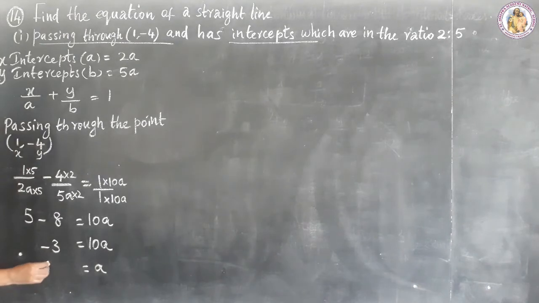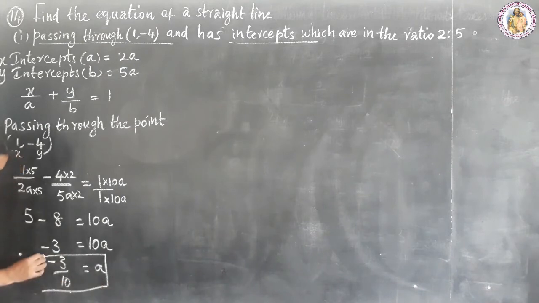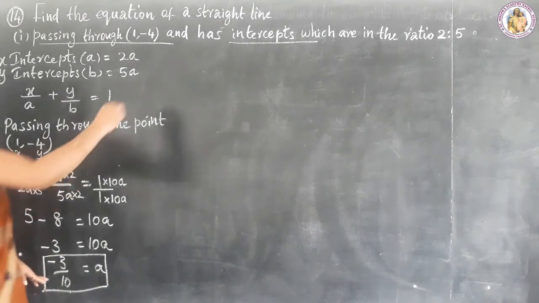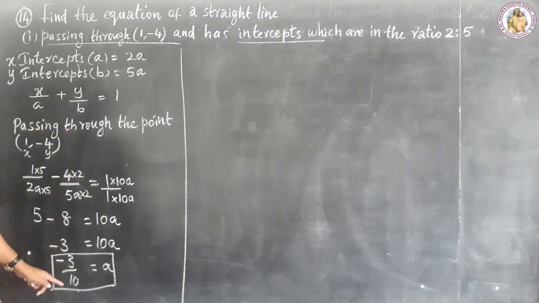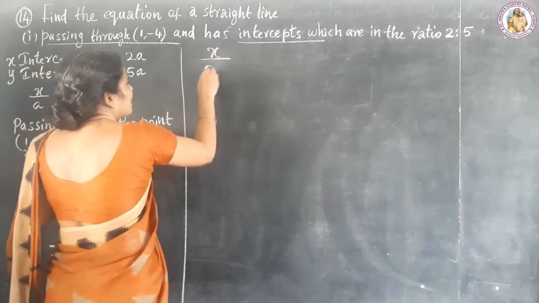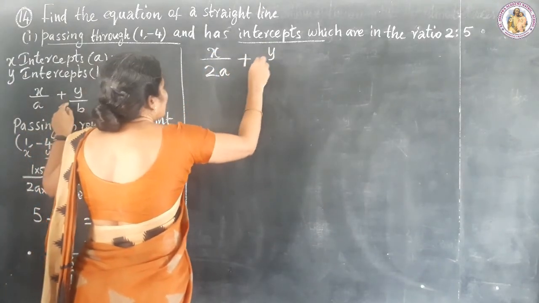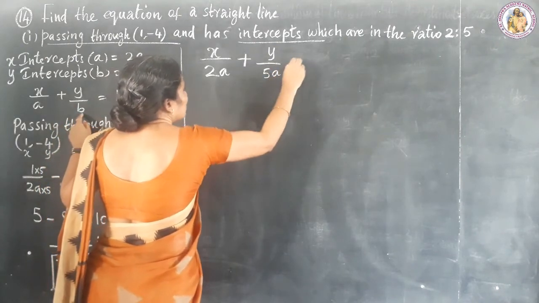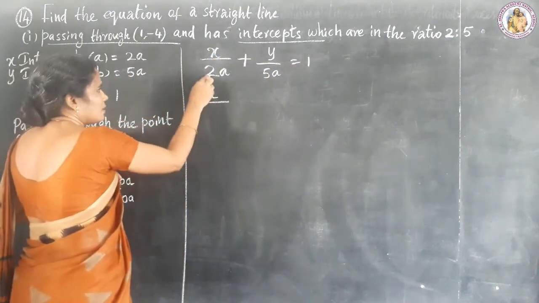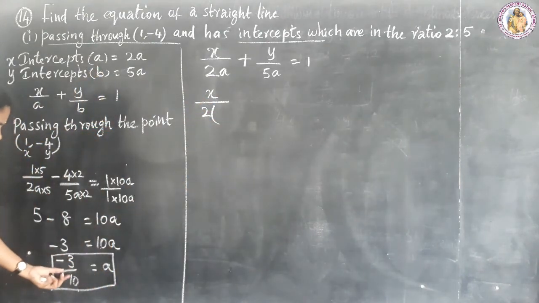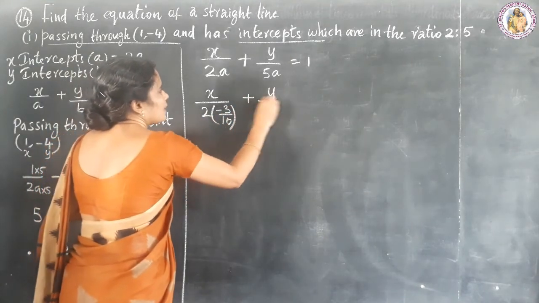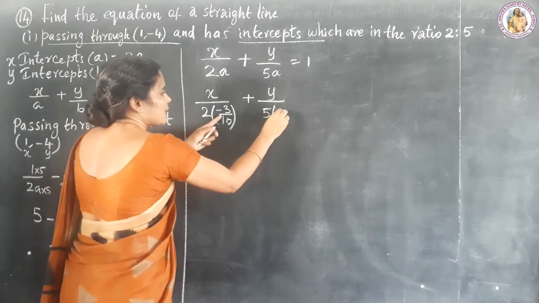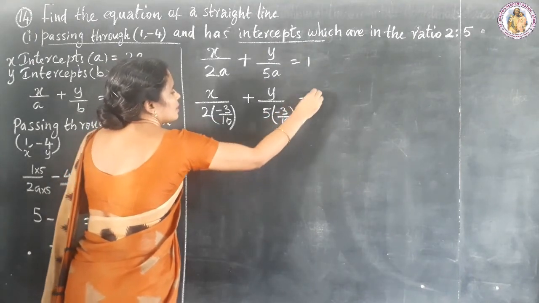Now have a alone on the right side. Minus 3, minus 10 goes for division. So therefore a is equal to minus 3 by 10. Now let us substitute the value of a, minus 3 by 10. So x divided by 2a plus y divided by b, that is 5a, is equal to 1. So x, 2 in the place of a write minus 3 by 10, plus y divided by 5a, so a is minus 3 by 10, is equal to 1.